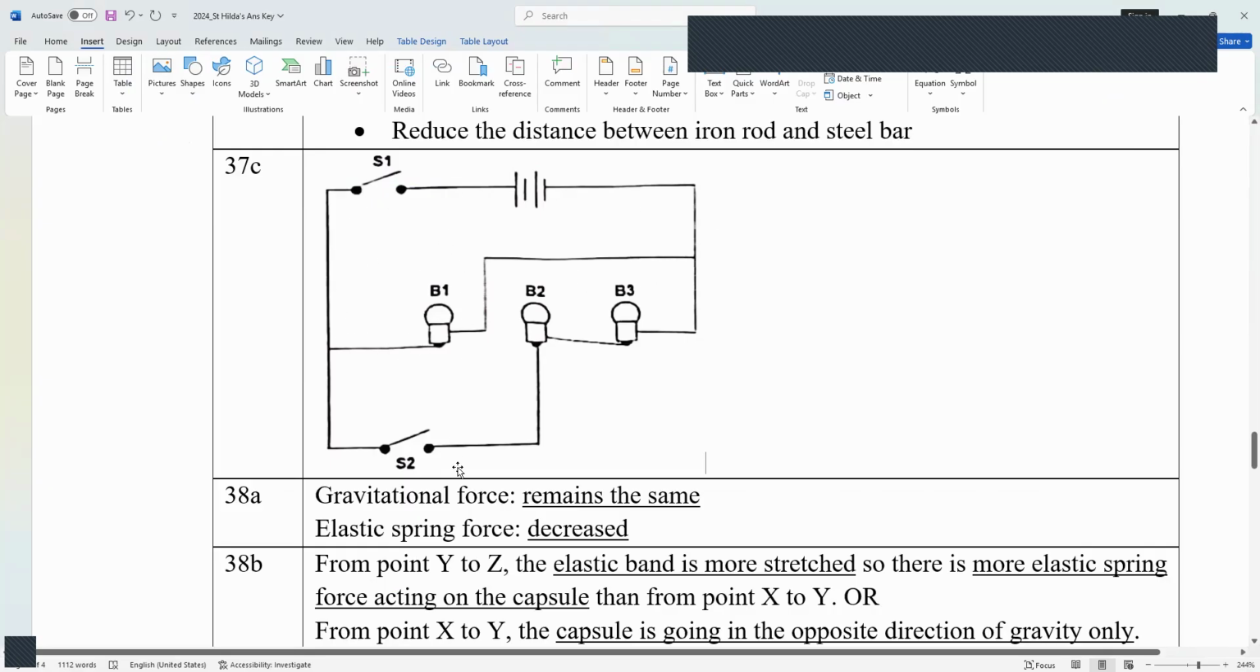Correct? When S2 is closed, all three will light up, correct? When you close both, B2 and B3 will be dimmer because they are connected in series. So this question is quite tricky. Take some time to think it through. This one, 37C.